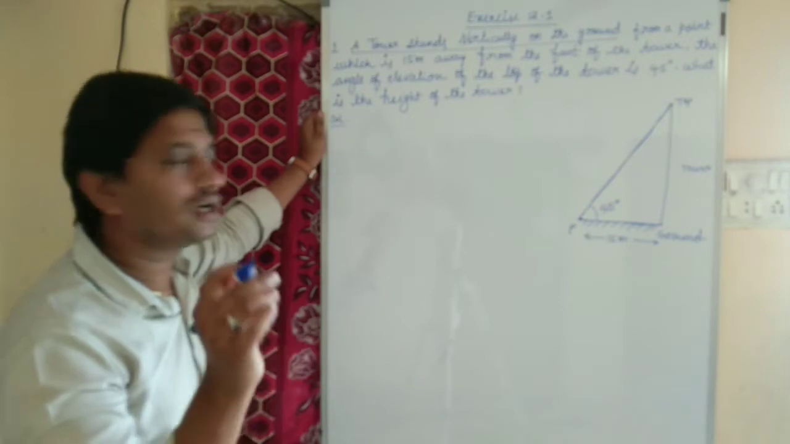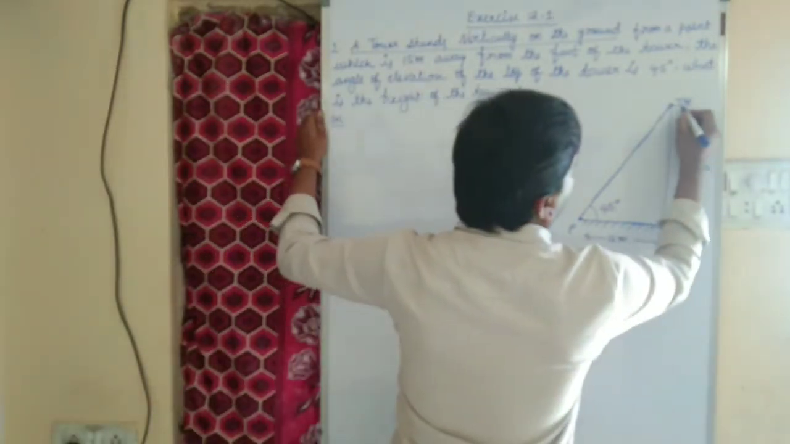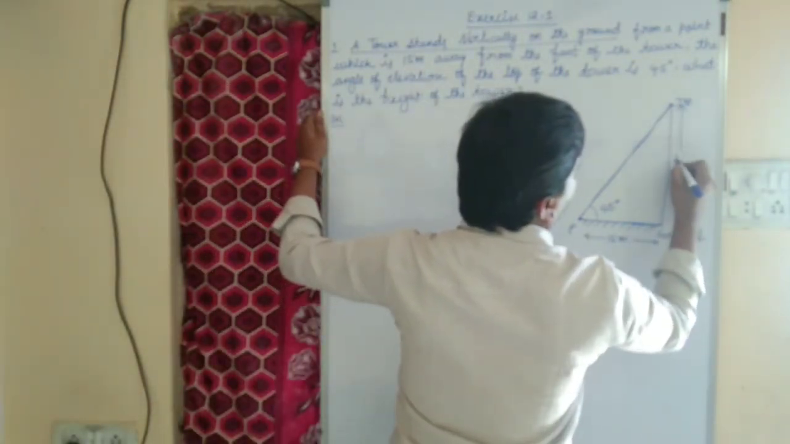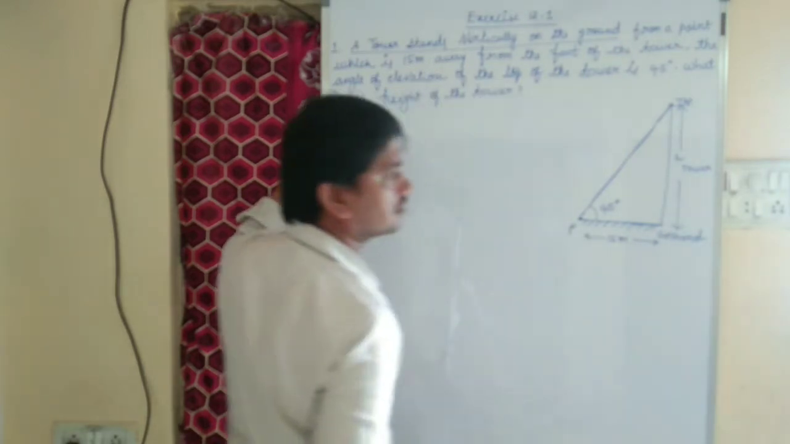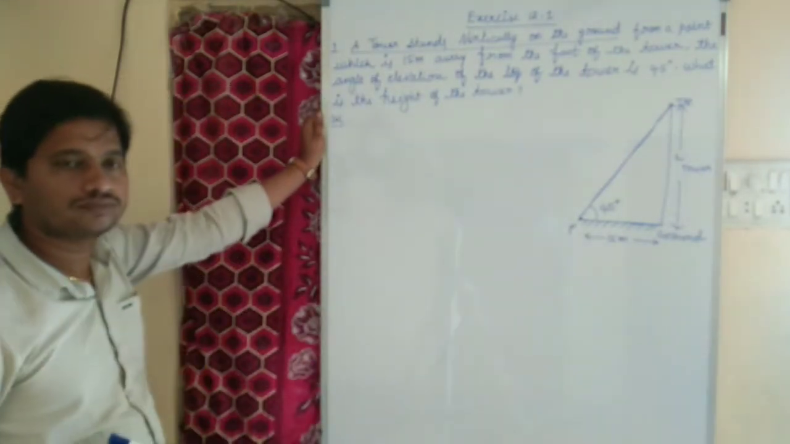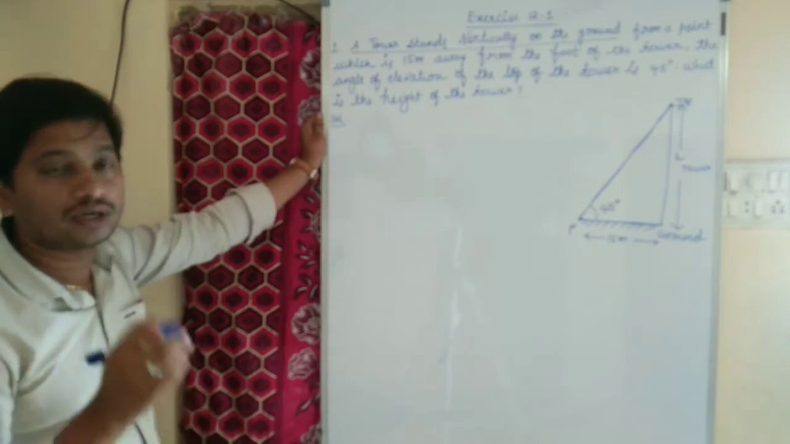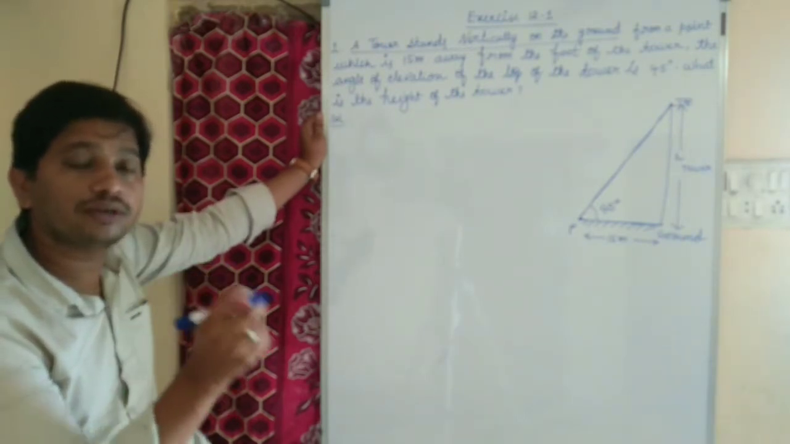Now, what is the height of the tower? So, let the height of the tower be h meters. That we need to find out. Is it clear, children? Diagram. Drawing the diagram is the most important thing in this chapter.